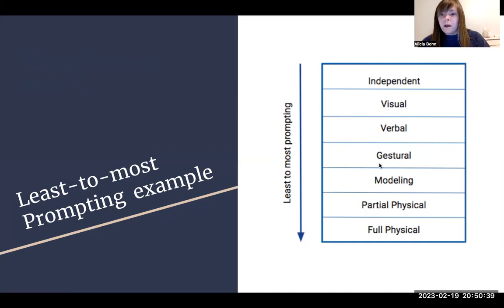So starting from maybe pointing to something, and then they don't initiate. Then you move to a partial physical to guide them to the item. And then maybe you might even have to do full physical. So if they don't respond to the partial, then hand over hand to grab the item.